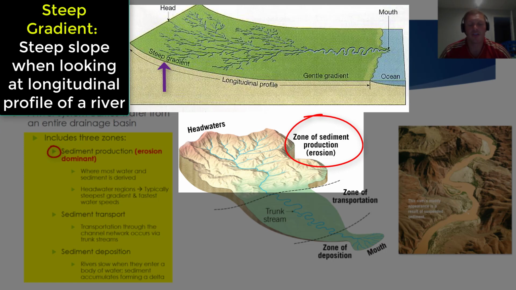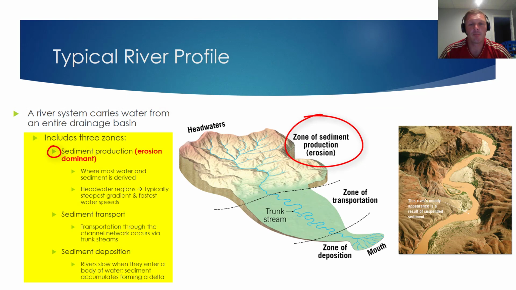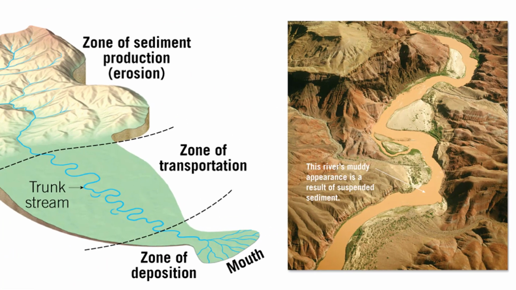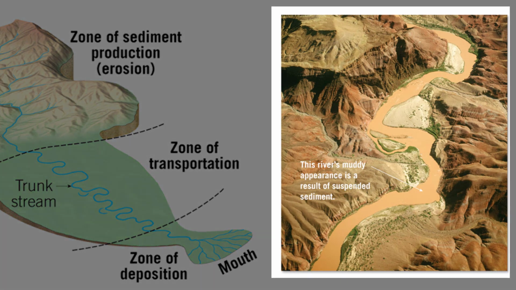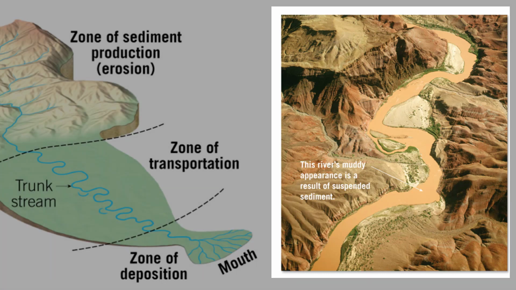What's important to note about the sediment production zone is that through weathering and mass wasting, there will be a lot of erosion occurring in this region. The steepness of valleys and the fast flow of water is an excellent combination for producing sediment and transporting sediment. That's why we say that the sediment production zone is an erosion dominant zone. Sediment will be carried from one place to another. The image to the far right highlights a portion of the sediment production zone for a river, and the brown, muddy appearance of the water is excellent evidence that a great deal of erosion is occurring in this region. The brown color is due to suspended sediment in the water.